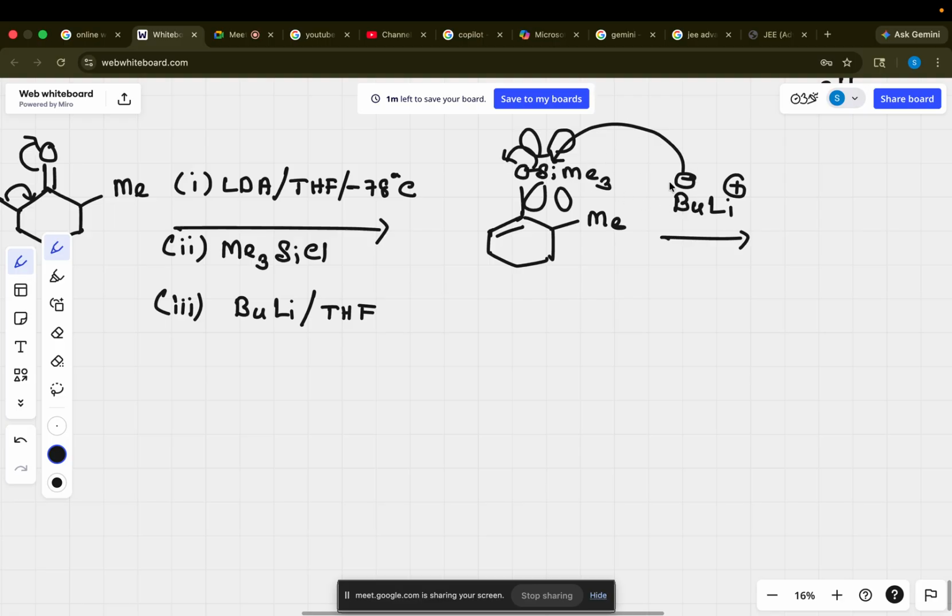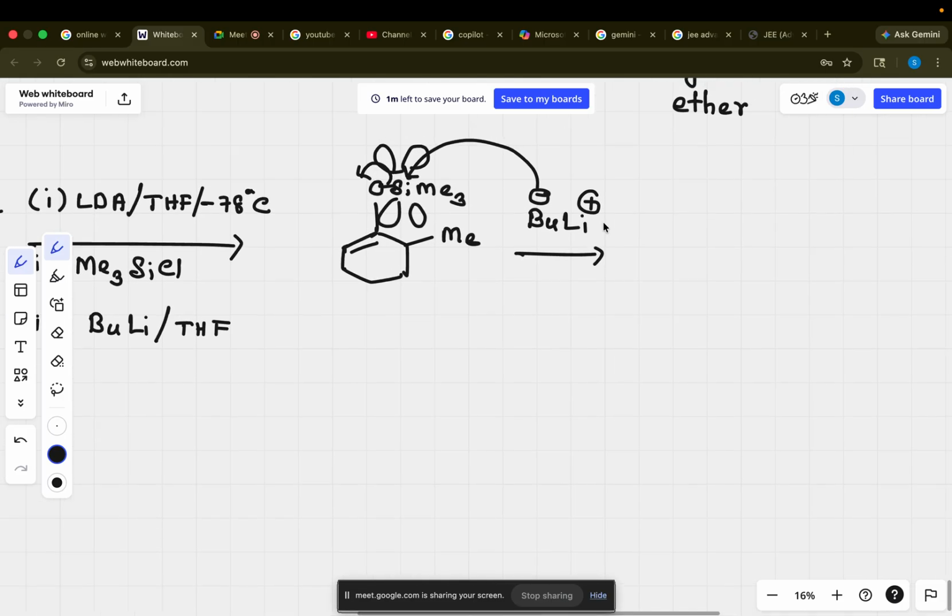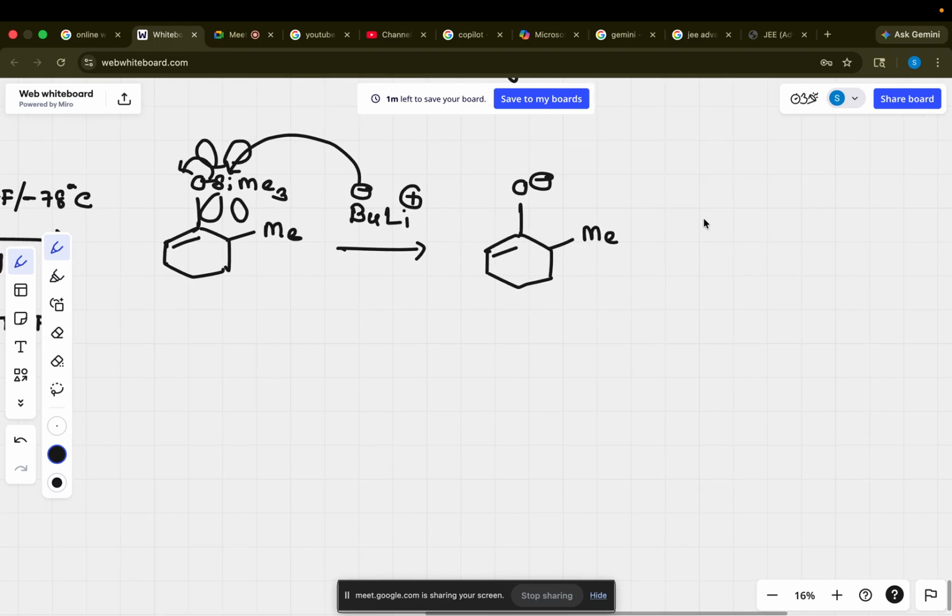Now how is it attacking? So basically butyl minus is donating the electrons to the vacant d orbital of silicon, and this bond breaks. So that means you are deprotecting the silylating agent, okay, you are deprotecting that reagent. So what will you get? You will get here O minus. So now it is free, okay, you are getting it free.